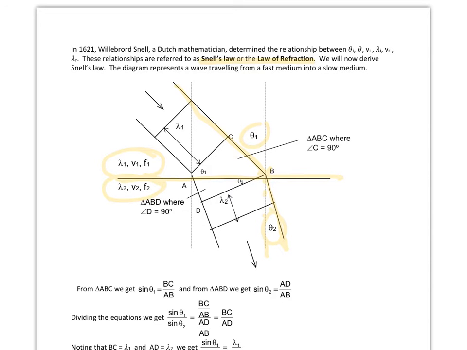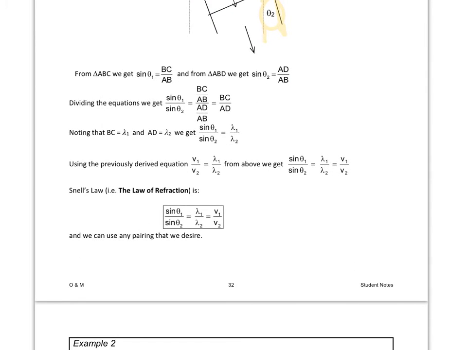Okay, what you need to know from this is the actual law itself here. So sine theta 1 over sine theta 2 is equal to lambda 1 over lambda 2, v1 over v2. This isn't directly on your formula sheet, so we do need to take a look at it.